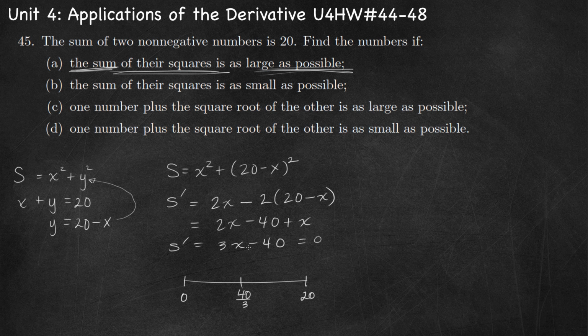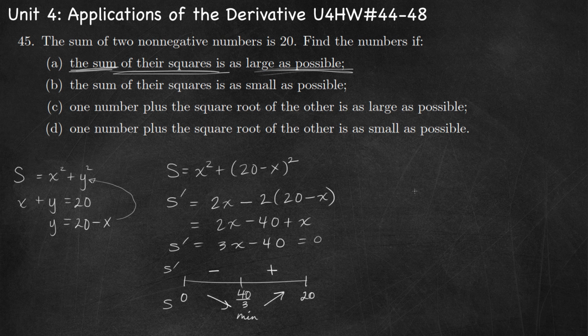Let's put that into our derivative. 3 times 1 minus 40, that is negative. And then we can use 19 as a test point over here. So 3 times 19 is 57, minus 40 is positive. Okay, so S prime is positive, which tells me that the sum changes from decreasing to increasing. So this is a relative minimum. We're trying to find a maximum. So it's going to be one of our endpoint values that we're looking for.